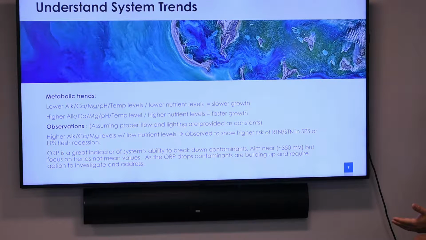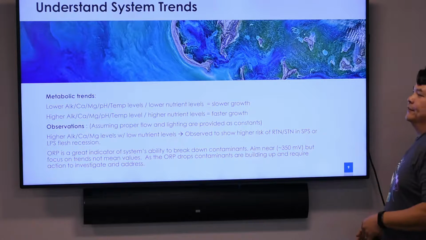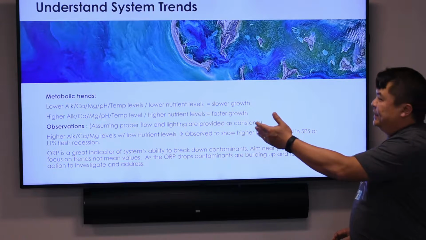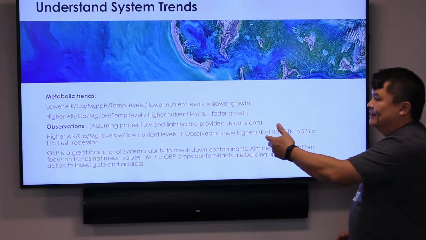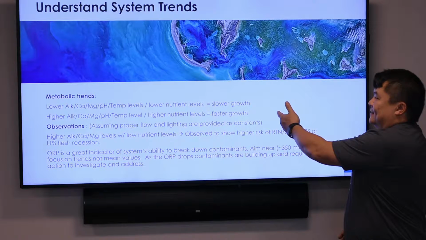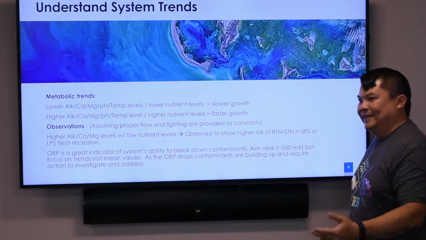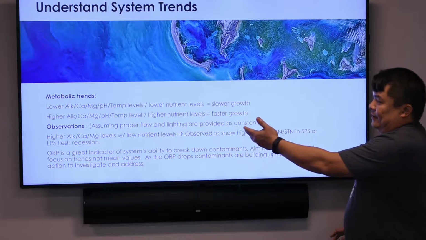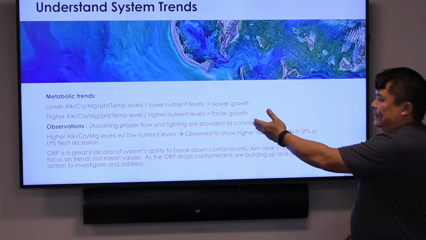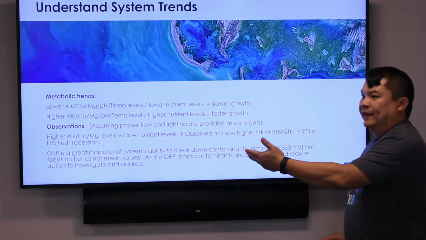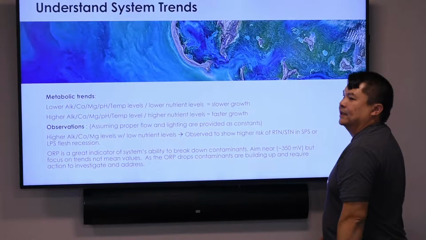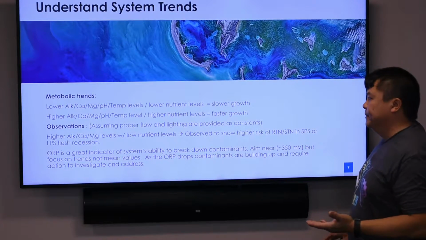Understanding your system trends, metabolic rates. What I've observed is if you keep lower calcium, magnesium, pH, temperature levels, lower nutrient levels, you get slower growth, which makes sense, right? But if you want to accelerate growth, you run higher calcium, magnesium, everything higher, because obviously you want to grow faster, you got to eat more too, right? That's where you're going to get away with higher nutrient levels because of the higher metabolic rate.